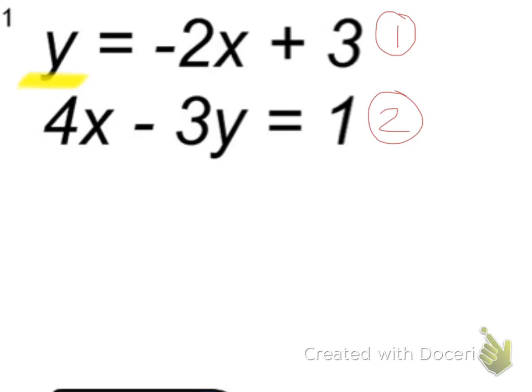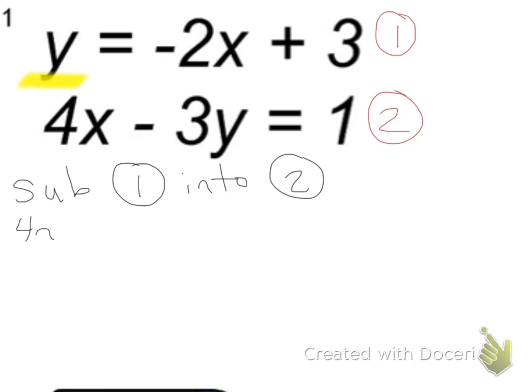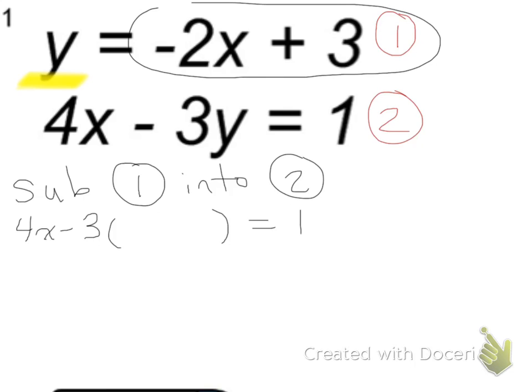So what we're going to do is substitute equation 1 into equation 2. When we do that, you start by writing equation 2, 4x minus 3, but instead of writing y, we're going to leave space, equals 1, because we're going to put equation 1 in there. So y, according to this, is equal to all of this here: negative 2x plus 3.